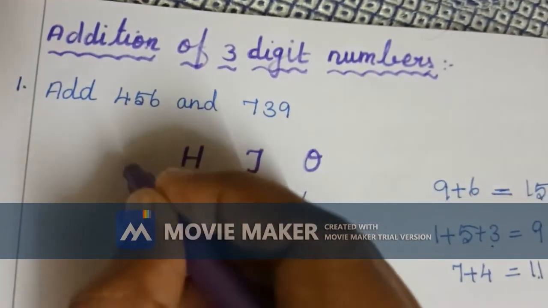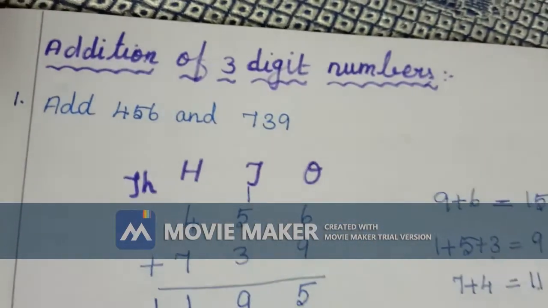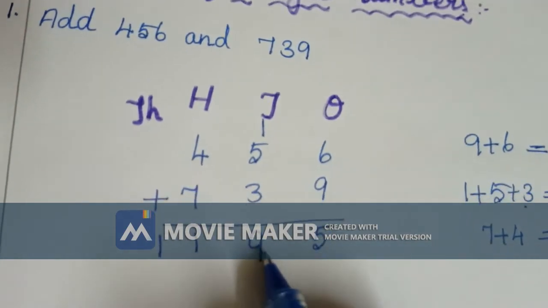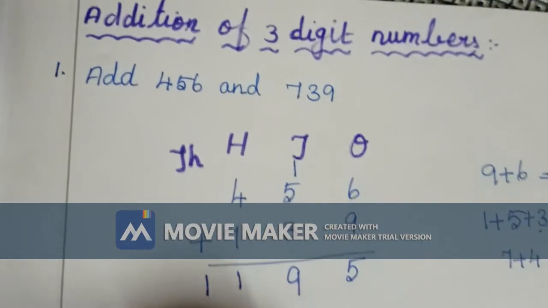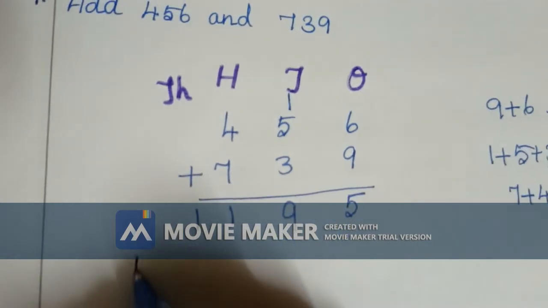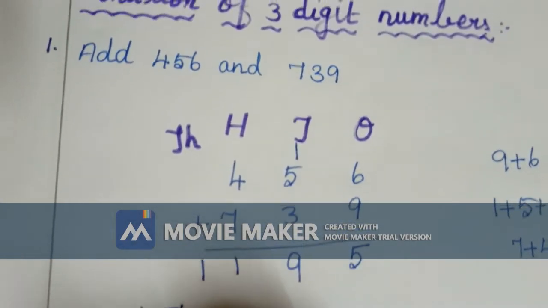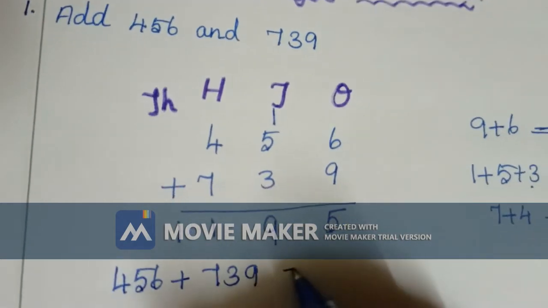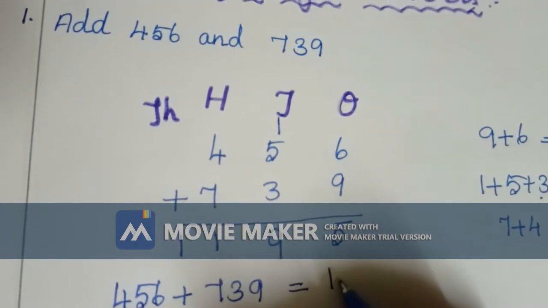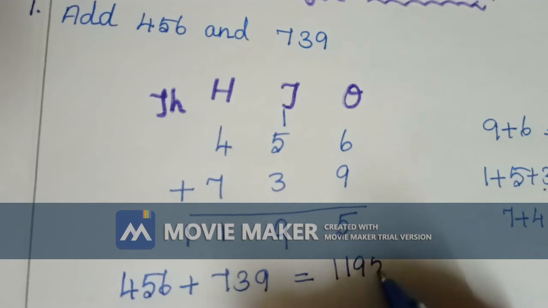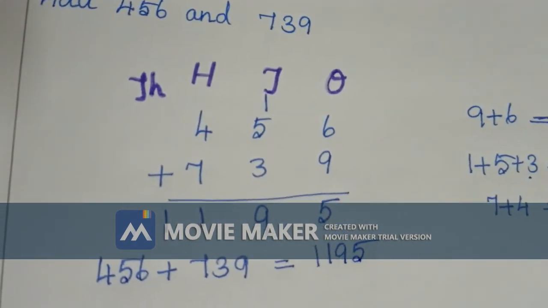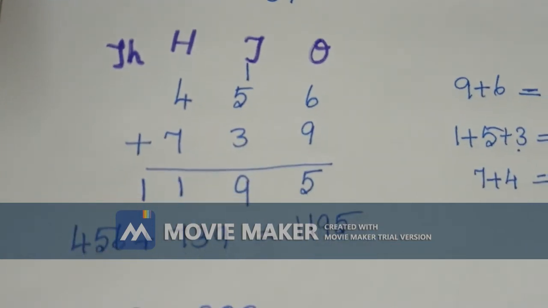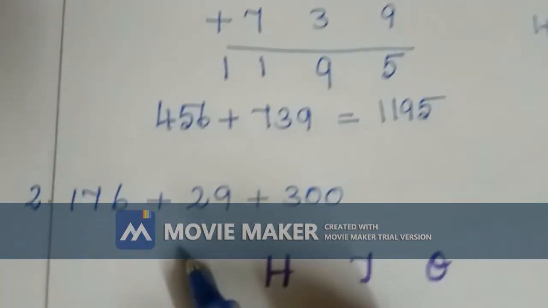Okay children, so the sum is 1195. You can write the answer like this: 456 plus 739 gives us 1195. Okay children, now let's look at the next one.